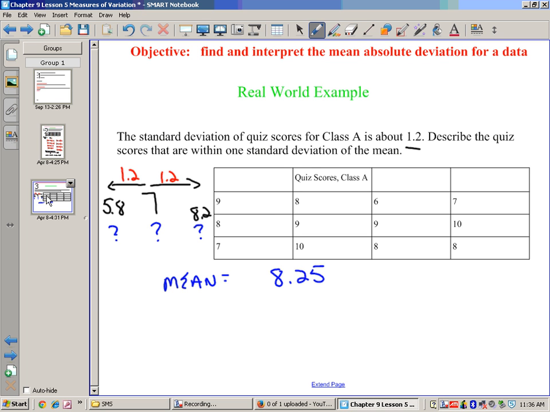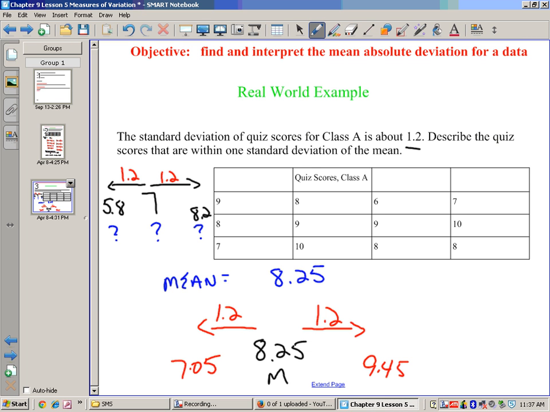So if we take our 8.25, which is our mean, now we're going to go one standard deviation away from our mean. Our standard deviation is 1.2. So we'd subtract 8.25 minus 1.2, which puts us at 7.05. And our top would be 9.45. So quiz scores that are between 7.05 and 9.45 are within one standard deviation of the mean.